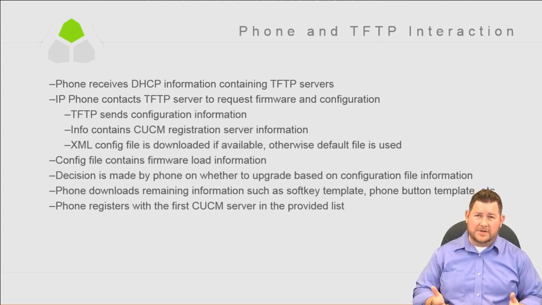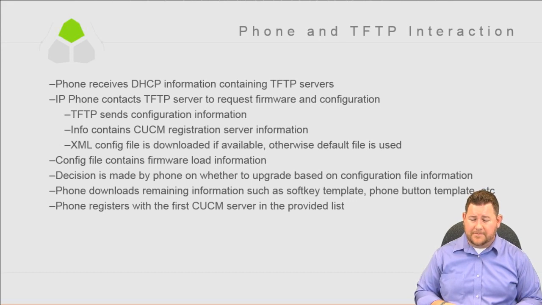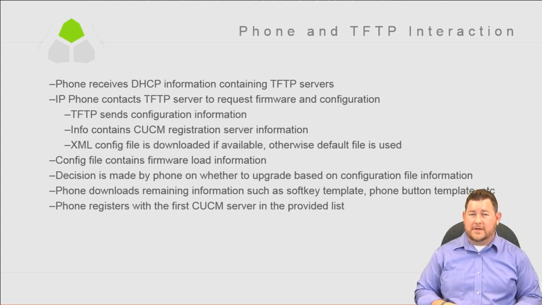The default one would be used if you have auto registration. It would generate an XML configuration file there. The file contains firmware load information, of course, because it's got to know whether you're running the current firmware that's required on the cluster. The decision is then made on the phone whether to upgrade that phone firmware, based on those two different pieces of information.